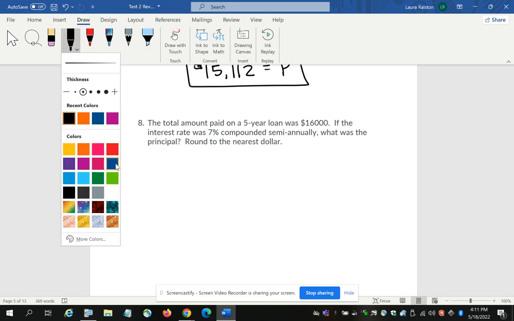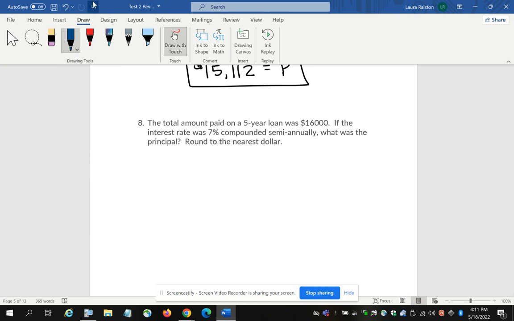Question 8 is another interest problem. If we read it, the total amount paid on a 5-year loan was $16,000. If the interest rate was 7% compounded semi-annually, what was the principal? Round to the nearest dollar. So again, we're using our interest formula. Again, we identified what all of the letters represented in the above example. So let's go through and identify the information.